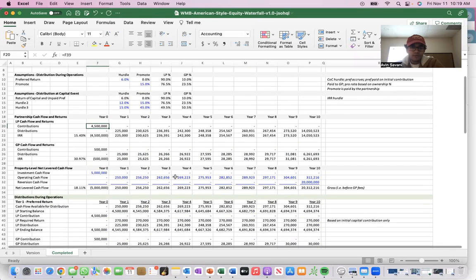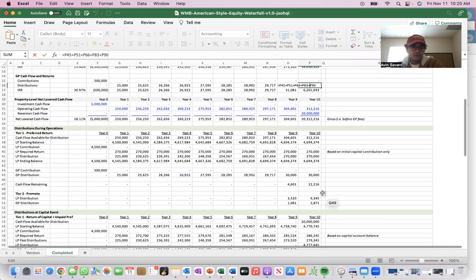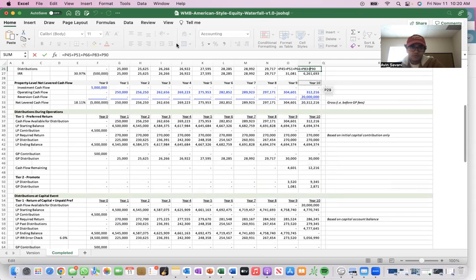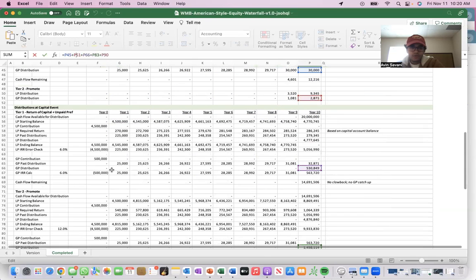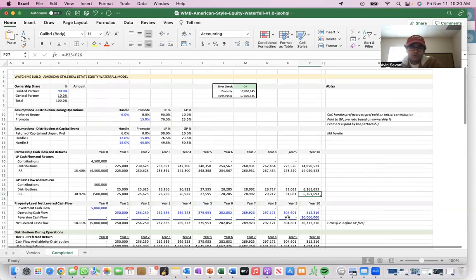The GP's distributions are also displayed here, as you can see. It's the first distribution during operations, then the tier 2 promote, the return of capital, the promote for tier 2 again at distribution of capital, and then the tier 3 promote as well. So yeah, it's pretty cool.